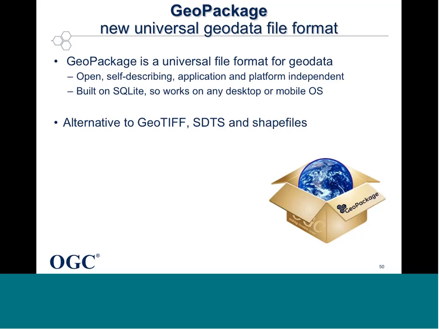Another OGC specification is called GeoPackage. It's a geodata file format that is self-describing, that is independent of the application or the platform, therefore highly compact and highly mobile. It allows you to download and to store different kinds of data onto the mobile device and then to interact with those as if they were in the cloud. When reconnected, those data in the trails and the metadata of that interaction then gets reconciled and synchronized in the cloud.